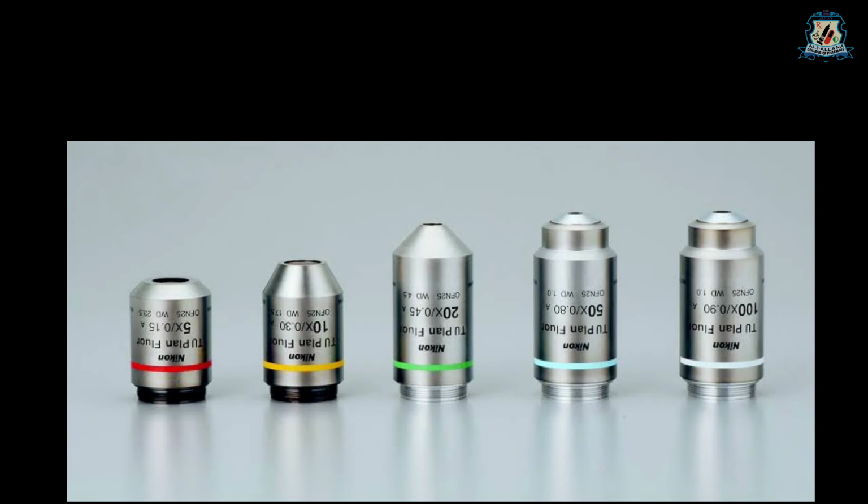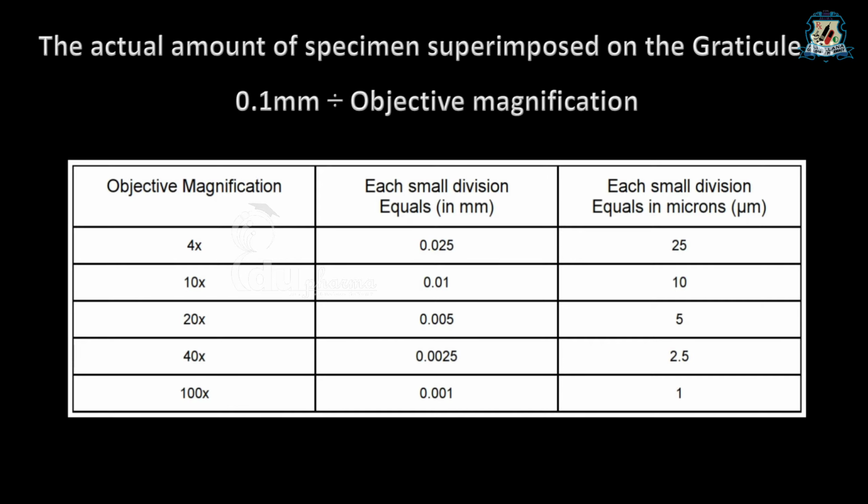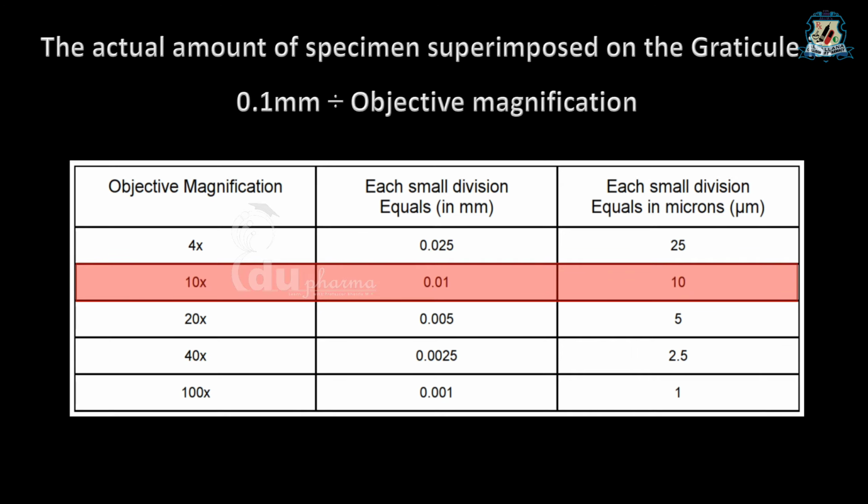Here, one more thing to understand is that whatever specimen we observe in the microscope is magnified onto the reticule by the magnification power of the objective. So the actual amount of specimen superimposed on the reticule can be calculated as 0.1 millimeter divided by objective magnification. Let's see the example. If we use a 4x objective, one division will be 0.1 divided by 4, that is 0.025 millimeter or 25 microns. In most cases we use a 10x objective, so here comes the value of one division.